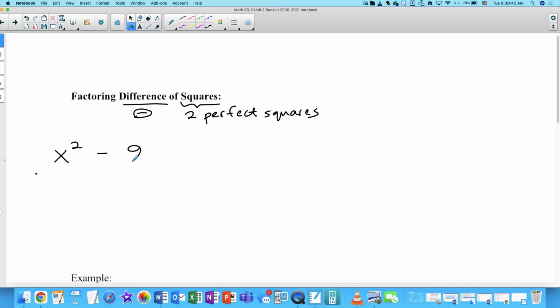When you are factoring a difference of squares, they always factor into the product of two binomials. The first term in each binomial is the square root of the first perfect square. So if you think, what is the square root of x squared? That would be x. So x and x, that's the first term. The second term in each binomial is the square root of the second term, which is 3 and 3. And then one of these is addition, and one of them is subtraction. Doesn't matter which is which.